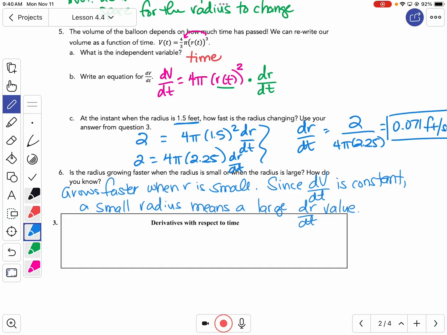Random question. As the radius approaches 0, would the rate at which it changes approach infinity? No, it's got a specified space. So it doesn't start out incredibly fast. What does that say? It means a large dr/dt value, the rate of change for the radius.